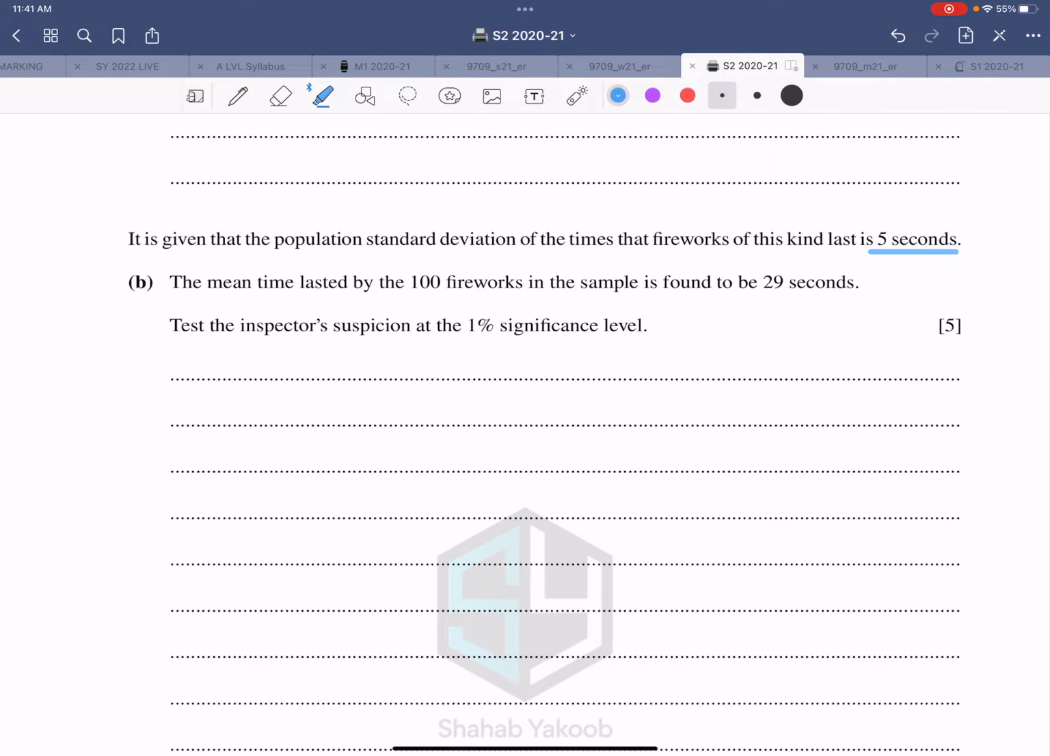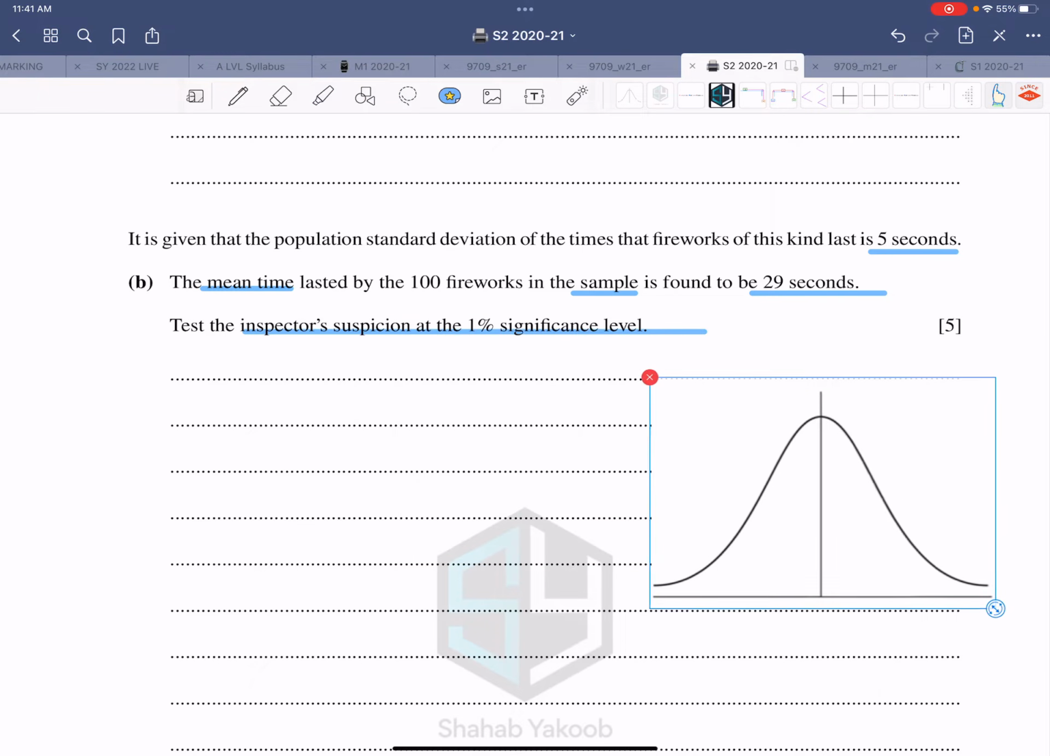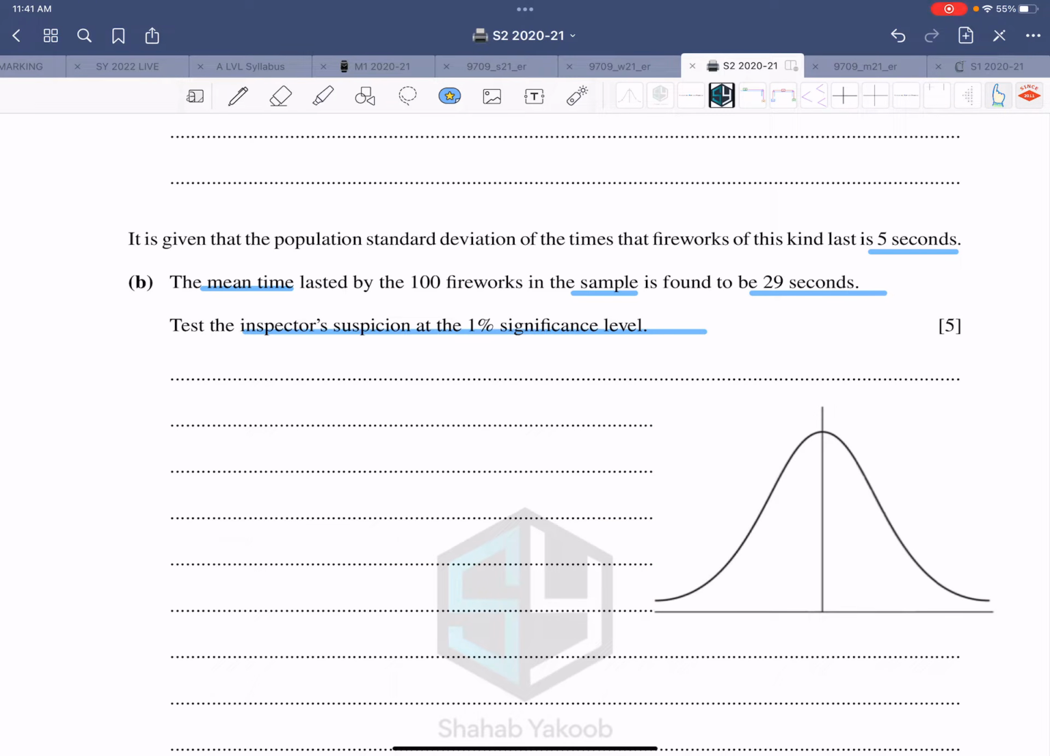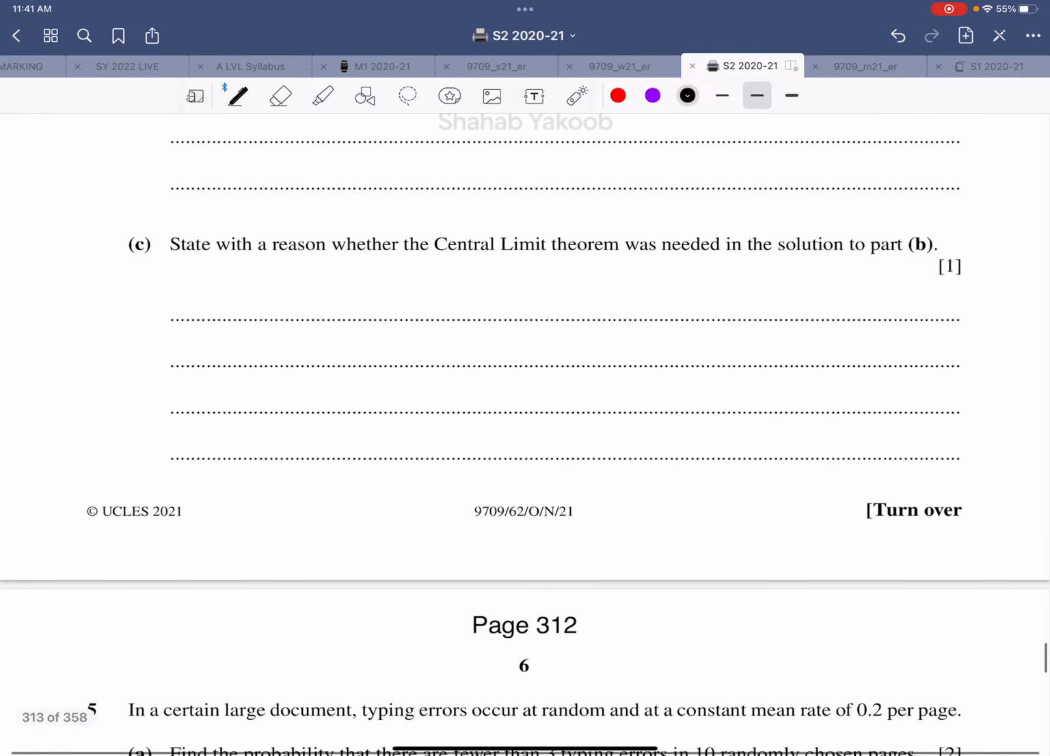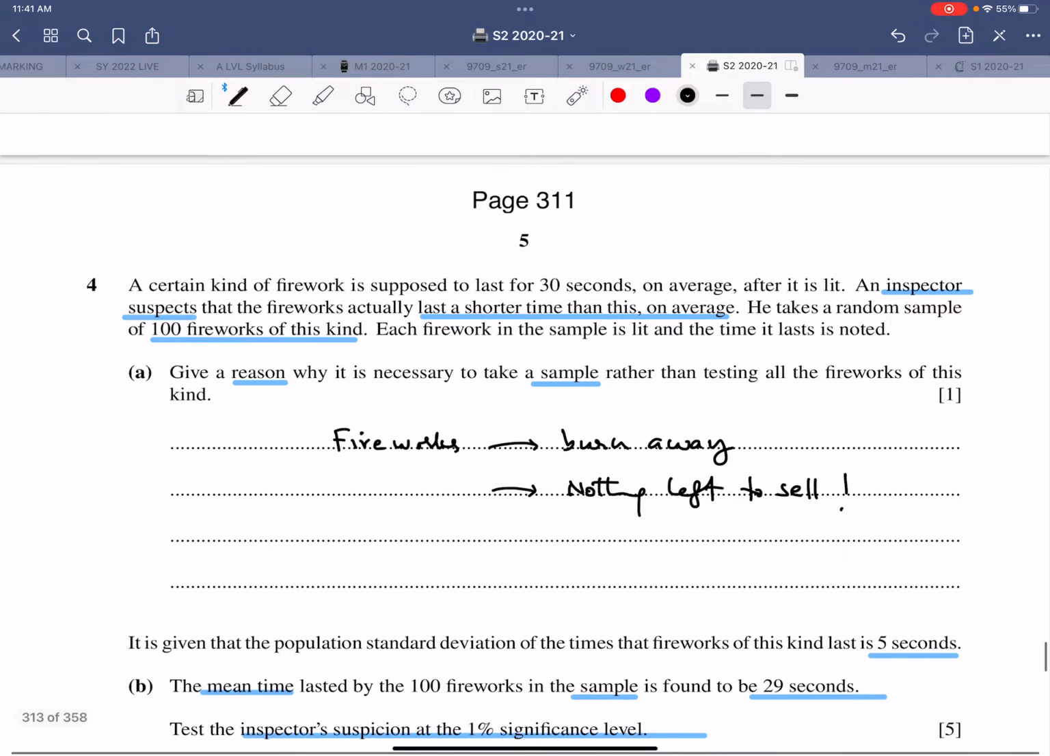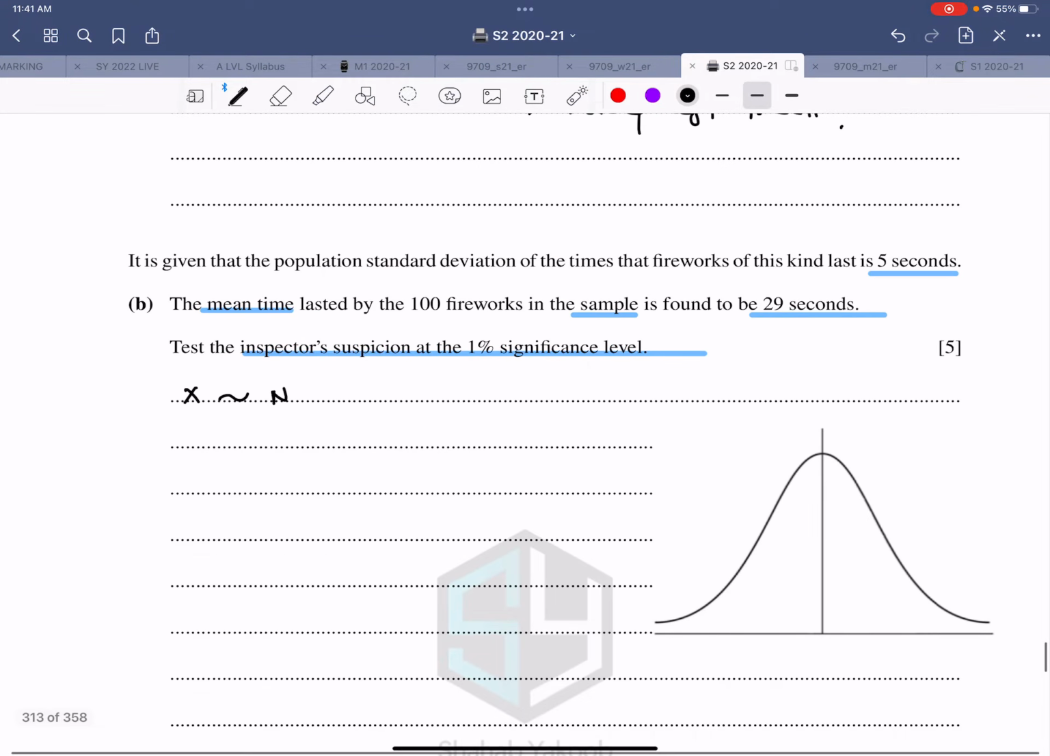The mean time lasted by the 100 fireworks in the sample is found to be 29 seconds. Test the inspector's suspicion at the 1% significance level. First thing first, let me grab my normal distribution curve. So that's the first thing. And then it's a normal distribution. Does it say normal? It doesn't say, I just felt like it. So therefore this is 30 seconds. And this is 5 squared divided by 100. Before that, write the reasoning. The reason is since n is greater than or equal to 30, that's a large sample.